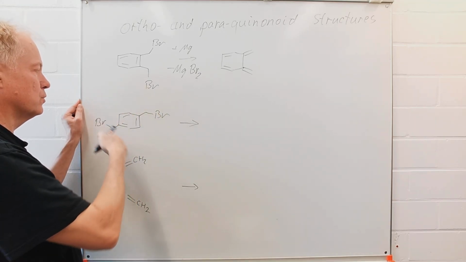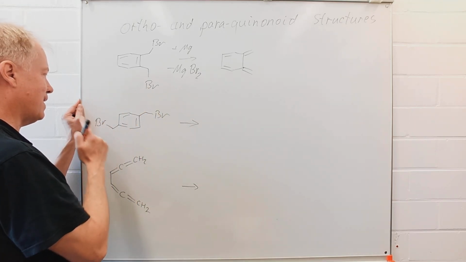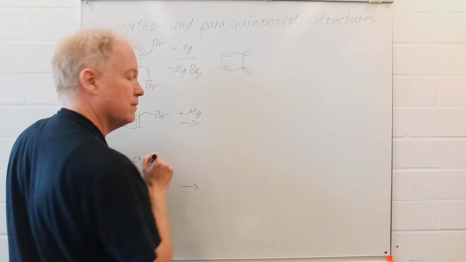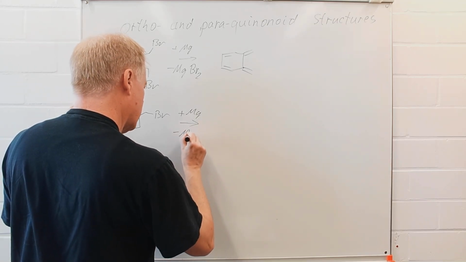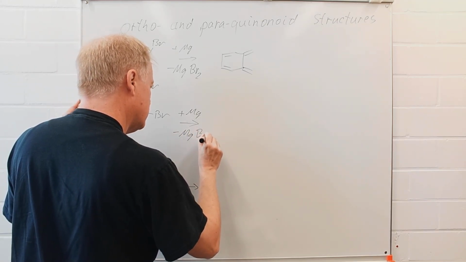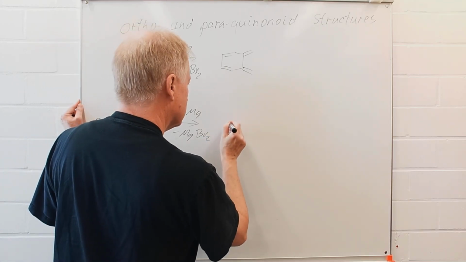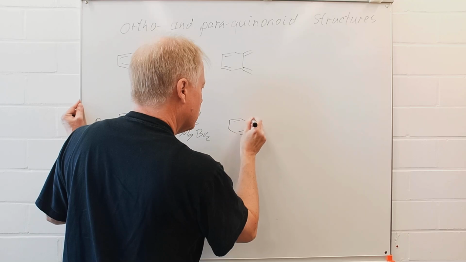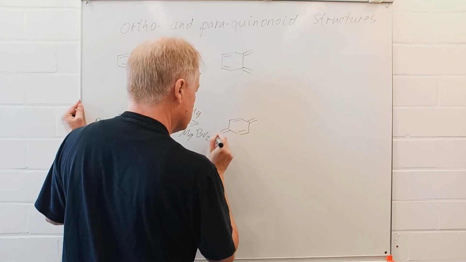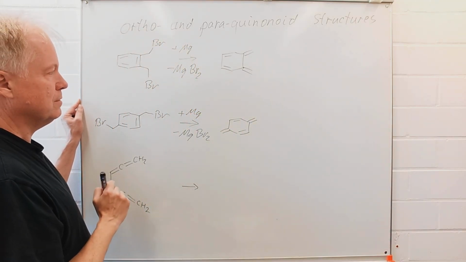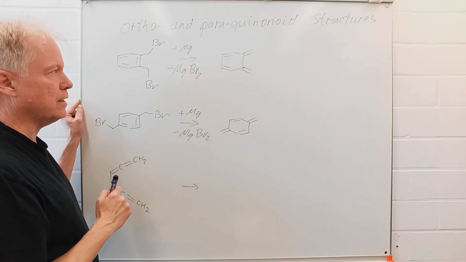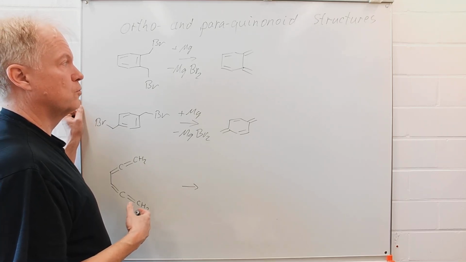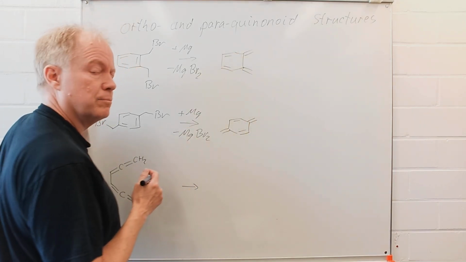The same method applied for the para-substituted system. So one equivalent magnesium and magnesium dibromide eliminated will give rise to the para-substituted congener, this one. How do those react? For instance, by polymerization, or if one has another reagent that can be added.